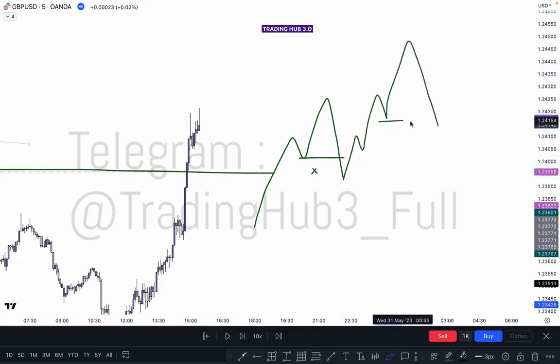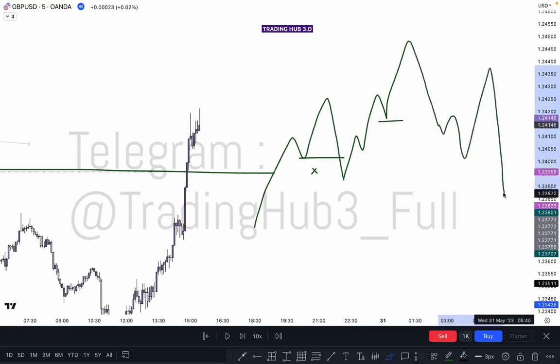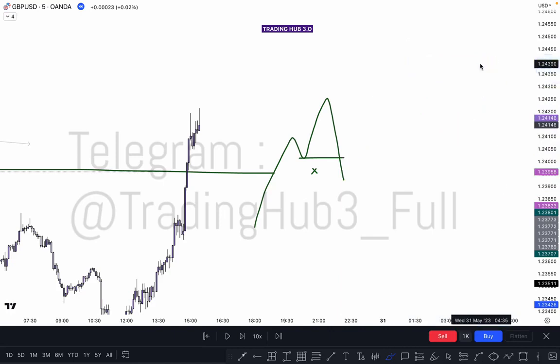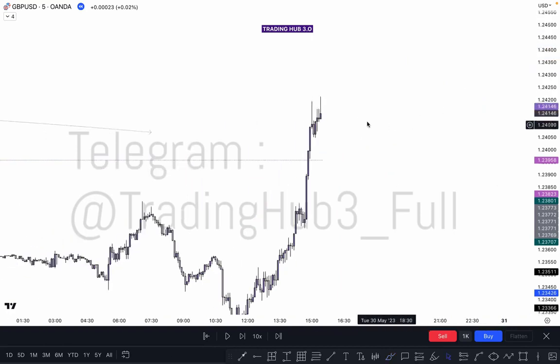In the next attempt it breaks this one, then you have to enter here. After taking out the inducement, here you can sell at this point. This is simply the reverse of the bearish market. Similar things you have to apply as we have done in a bearish market, and the same thing will apply in a bullish market also. So this is the first pullback. If this one is broken, then you don't need to sell here. This is a trap, right?